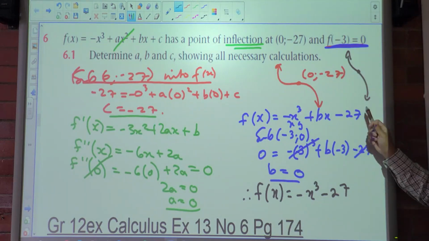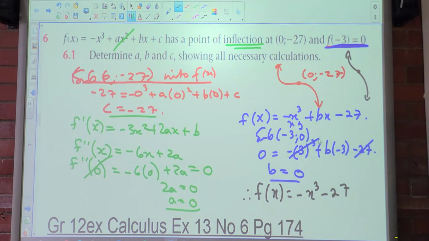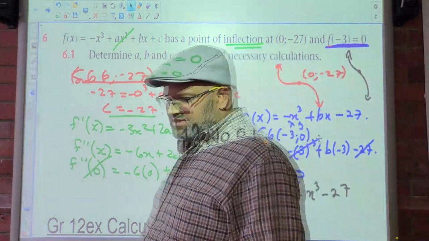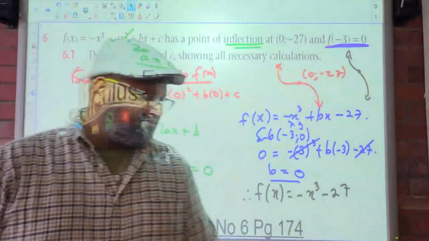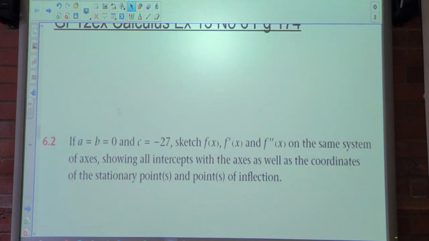So if you apply your first derivative, you're going to get negative 3x squared. You see that? So you set that equal to 0, you just get 0 out. So there we got the values of a, b and c.